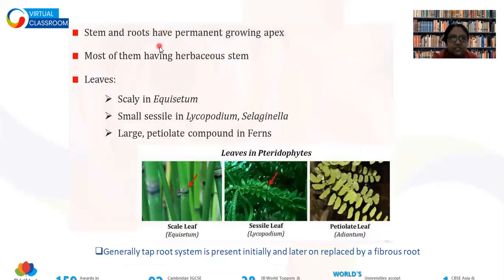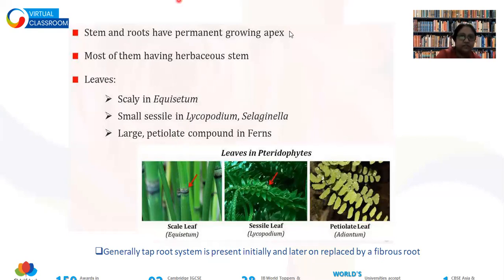Now the stems and roots have apex, that is like apical part which is permanently growing, and generally they have herbaceous stem, but let me tell you some of them can be tree also. The leaf can be scaly. For example, in equisetum you have it. Ma'am, herbaceous means? It is a very soft stem which cannot stand erect. Herbaceous plant. So leaves are generally scaly. In equisetum, the scaly leaf is present. In some cases, it is sessile, and in some cases, it is petiolated.